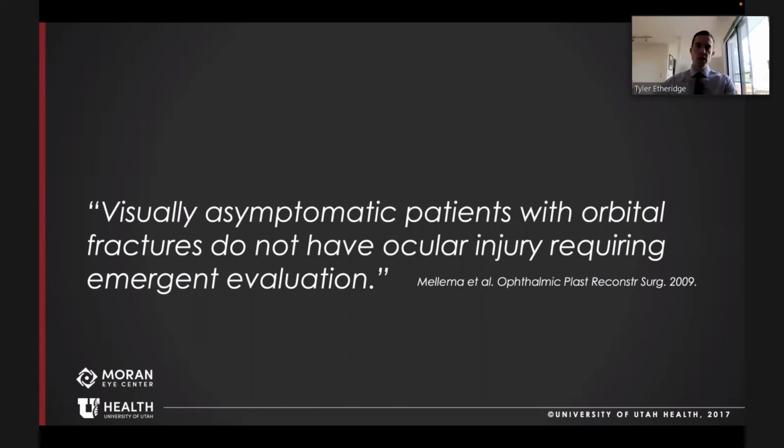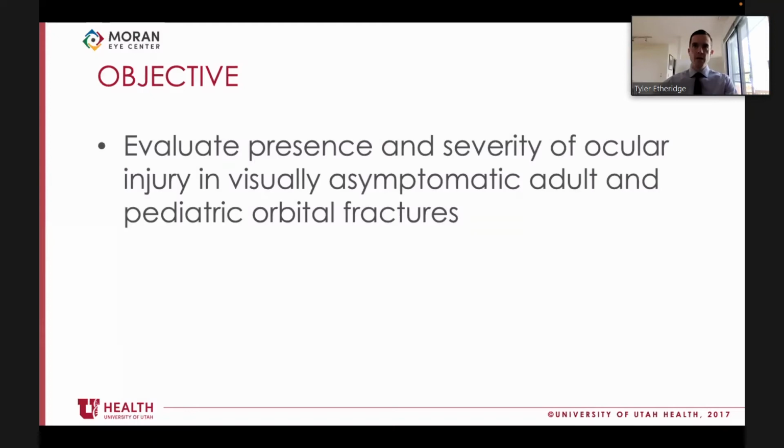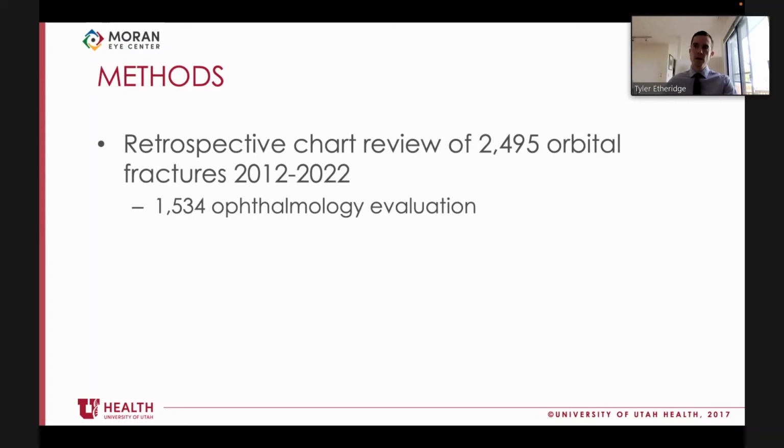So the authors concluded that visually asymptomatic patients with an orbital fracture do not have severe ocular injuries requiring emergent evaluation by ophthalmology. However, the study was performed at a level 2 trauma center. They had a relatively small sample size, and they only included routine orbital fractures, whatever that means. We sought to evaluate the presence and severity of ocular injury in visually asymptomatic adult and pediatric orbital fractures here at the University of Utah and Primary Children's Hospital. We performed a retrospective chart review on approximately 2,500 orbital fracture patients over the last 10 years. Of those, about 1,500 were evaluated by ophthalmology during their index hospitalization and were included in the study.